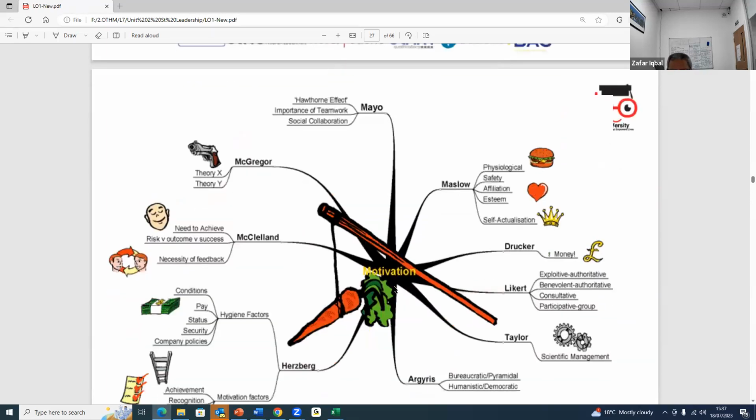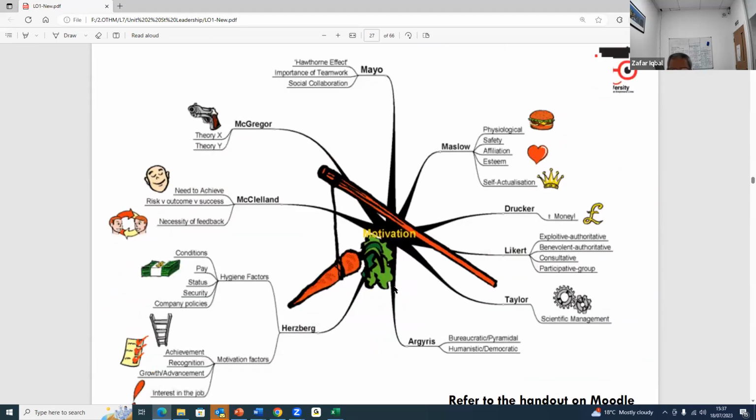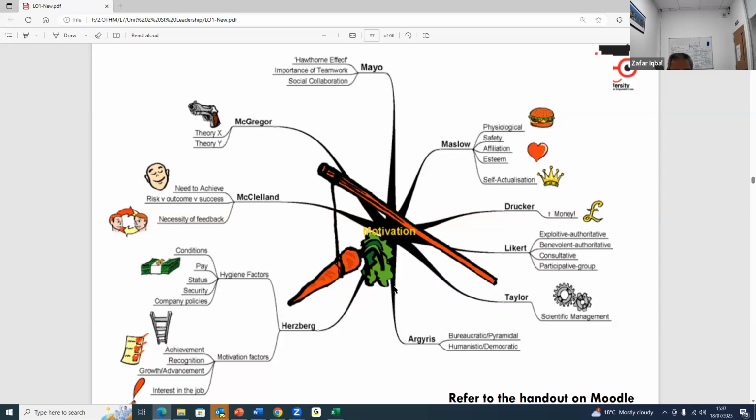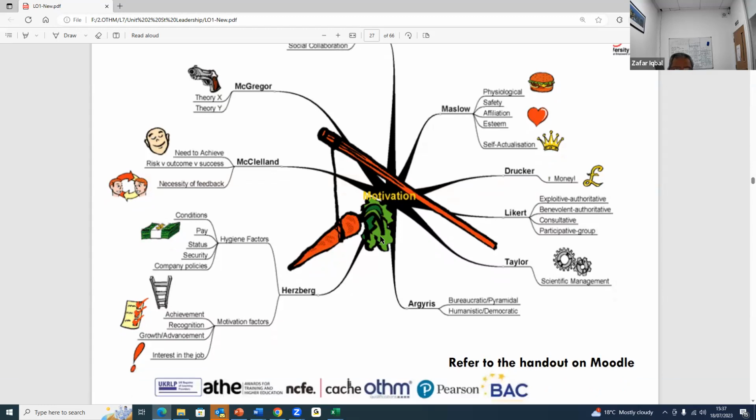from scientific management to taking the human relations approach. So this chart clearly lays out the motivational approach from earlier in the 19th century to later on. So look at that.